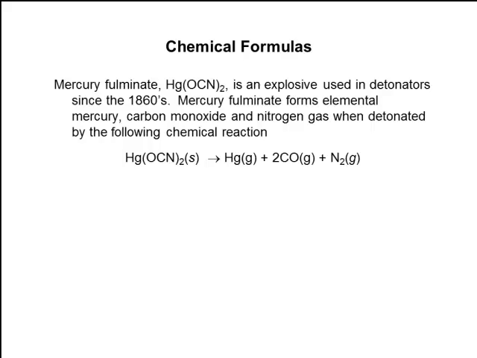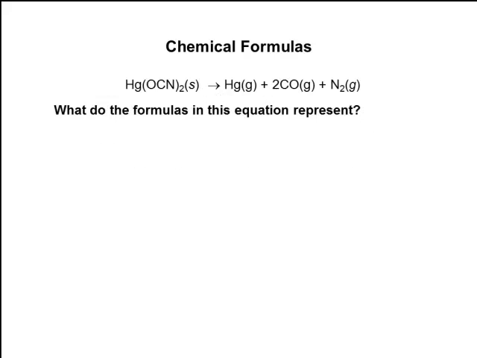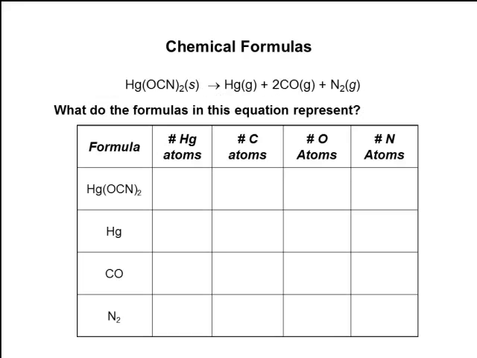Okay, so when we look at this balanced equation, we can get some basic information out of it. First from the formulas. So for that first formula there, for the mercury fulminate, it's got 1 mercury atom, 2 carbon atoms, 2 oxygen atoms, 2 nitrogen atoms.